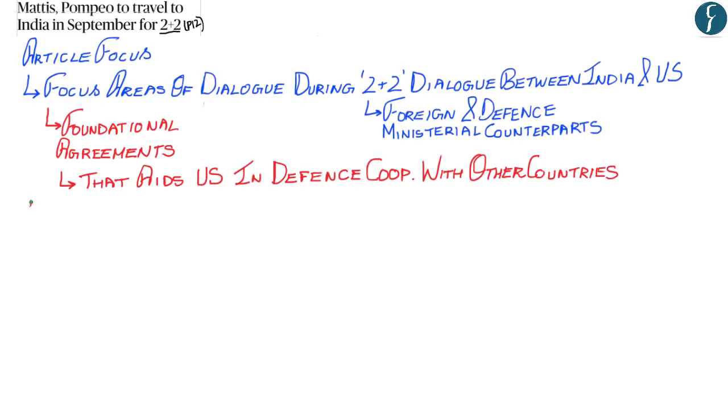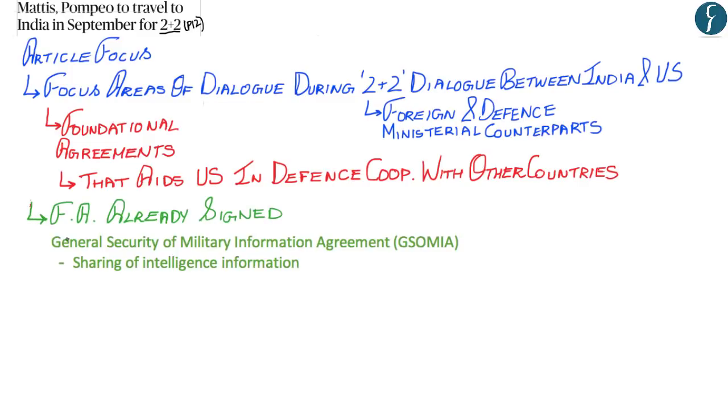Now, the article has highlighted four foundational agreements, of which two India and the United States have already signed. Wherein the first agreement that has already been signed is the General Security of Military Information Agreement, whose primary mandate is the sharing of intelligence information between India and the United States.